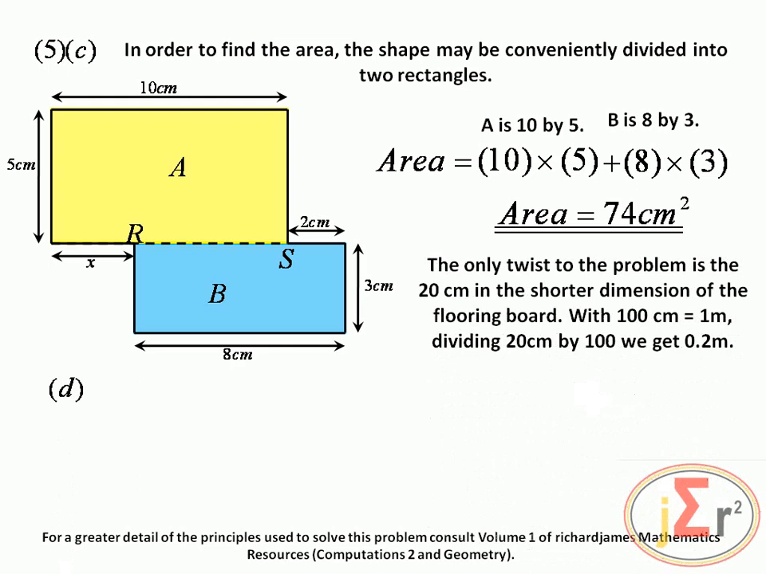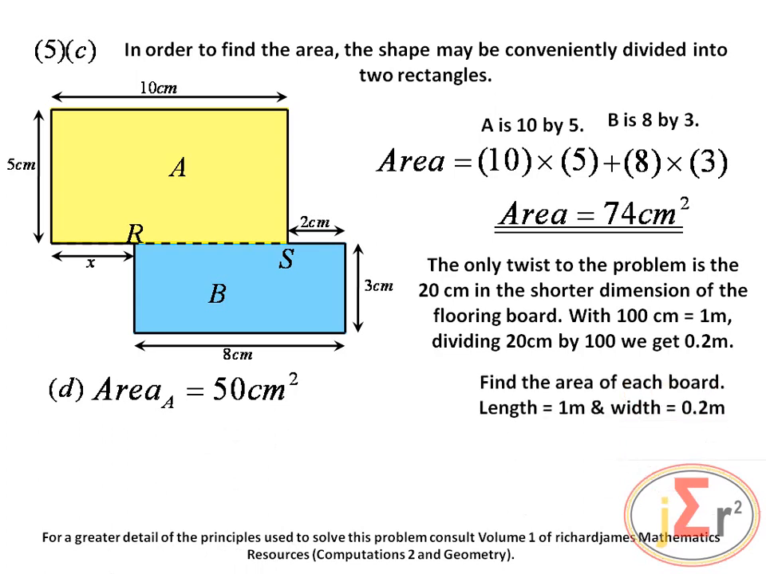The only twist to this problem is the 20 centimeters in the shorter dimension of the flooring board. With 100 centimeters equal to 1 meter, dividing 20 by 100, we get 0.2 meters. So, the 20 centimeters will be equal to 0.2 meters. And that is what we're going to use to determine the area of the flooring board. The area of the flooring board will be 1 multiplied by 0.2, which is 0.2 meters squared.